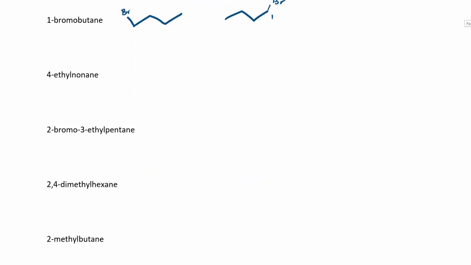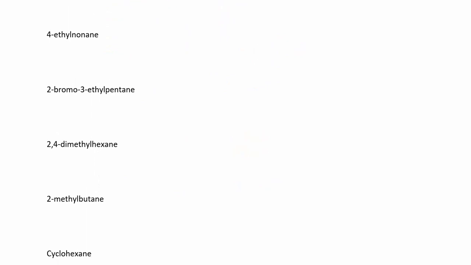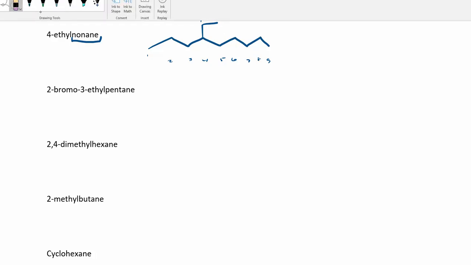The next one, 4-ethyl nonane. So I'm going to start with nonane. That's 9 carbon atoms. There's 6, 7, 8, 9. Just double check. 1, 2, 3, 4, 5, 6, 7, 8, 9. And on the 4th carbon, I'm going to put an ethyl group. So to show an ethyl group, I would do this. This is 1 carbon, this is 2 carbons. So that is the skeletal structure for 4-ethyl nonane.